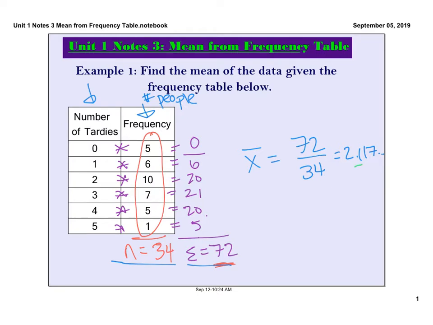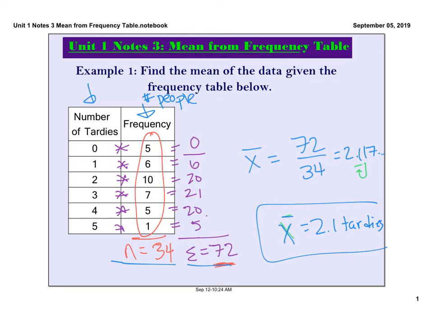Our data is all whole numbers here. You can't really have a partial number of tardies. So our data is all whole numbers, so that means I'm going to round to the tenth place. So this 1 tells that 1 to stay down. So my mean here, I'll go back to blue, green is kind of hard to see, so my mean here is 2.1 tardies. Okay, so that's how we find the mean from our frequency table here.